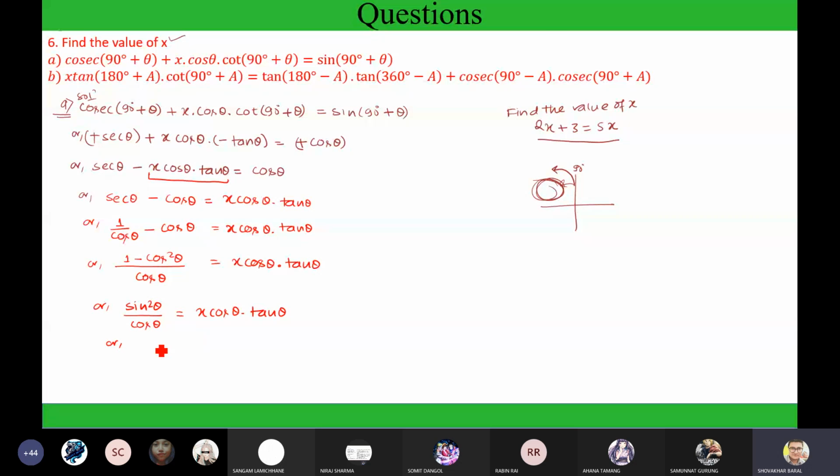Okay, so you can shift the terms on the other side also. Sin square theta, this will be equals to, it's something like a upon b is equals to ax. Okay, you can cross multiply it.